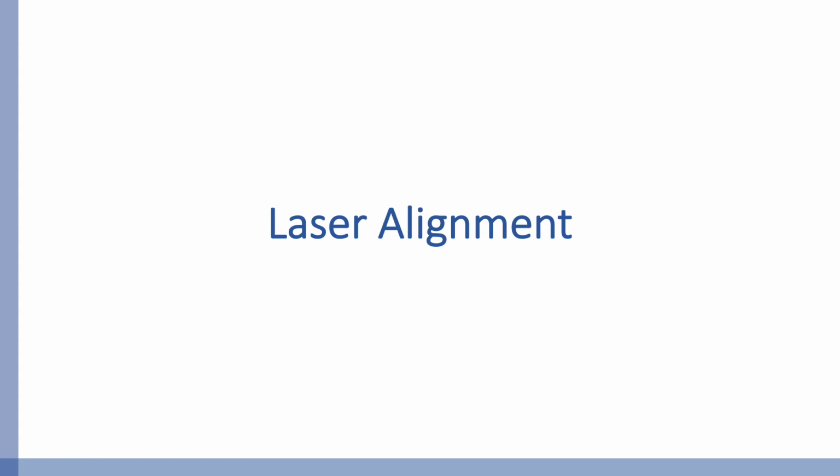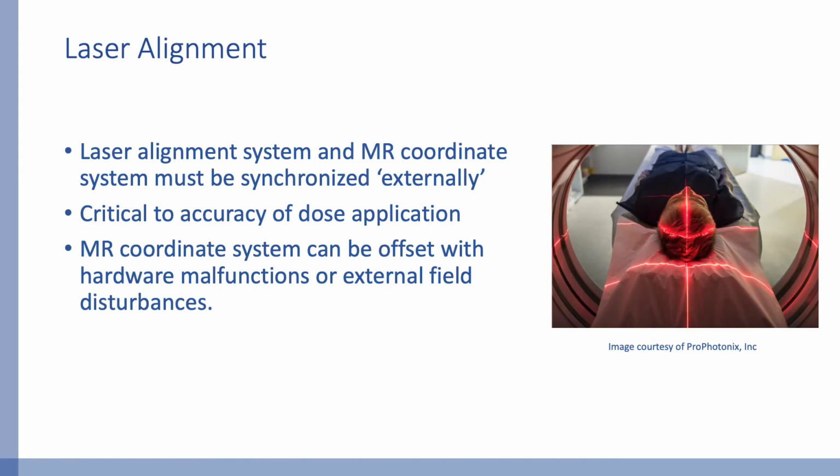Next, we'll talk about a very important test of laser alignment. The MRI coordinate system is established by the gradient coil and the center frequency of the scanner. This coordinate system must be detected externally so that the images may be lined up correctly with the therapeutic systems. This alignment is performed with a laser alignment system built into the MR scanner, and so it is critical that this alignment system be operating correctly. The MR coordinate system can potentially be offset by hardware malfunctions or with external field disturbances.